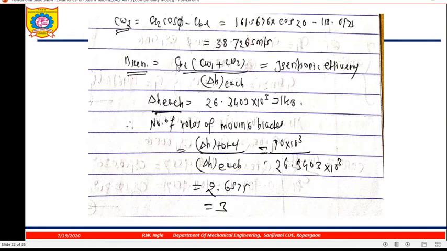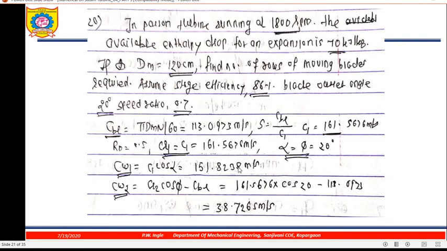Isentropic efficiency is what? CBL in bracket Cw1 plus Cw2 upon delta H of each stage. So you are getting delta H for each stage. Then what is the number of rows of moving blade? It is delta H total upon delta H of each. Now delta H total is given in the problem. How much is it? 70 kilojoule per kg.